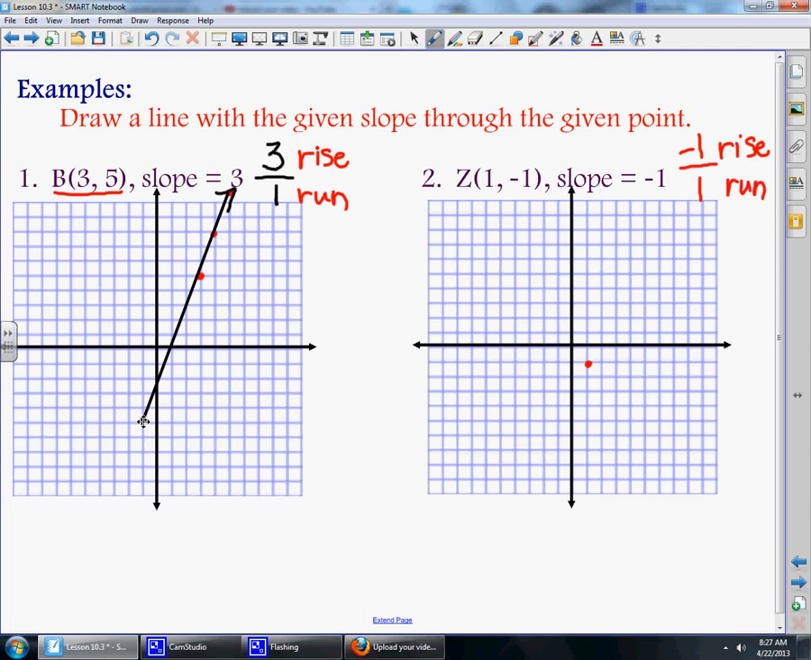So our rise of -1 means that we're going to go down 1, and then +1 of a run means we're going to move 1 to the right. So down 1, 1 to the right, down 1, 1 to the right. And we can keep doing this forever and ever. But we can stop usually after 2 points. Then you're going to connect those together, and there's the graph of the line that goes through (1, -1) with a slope of -1.